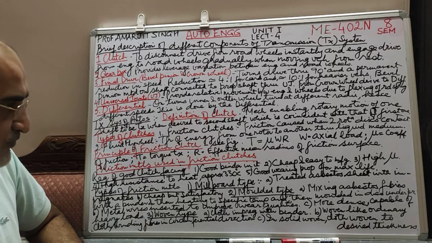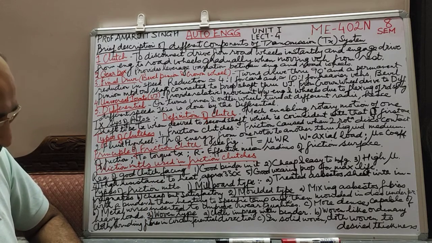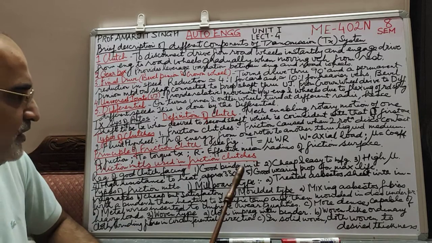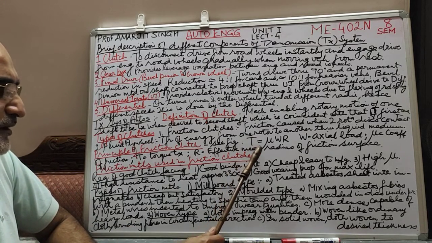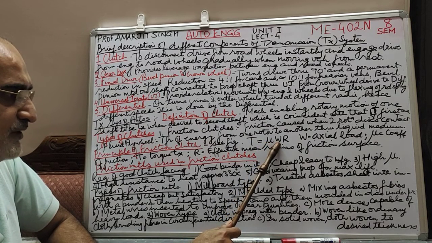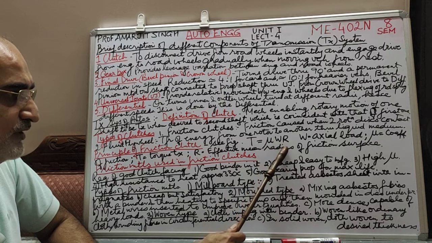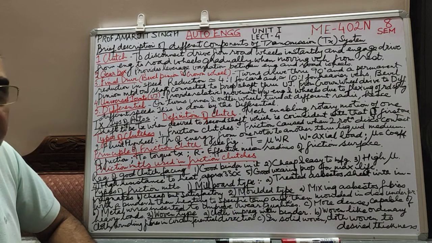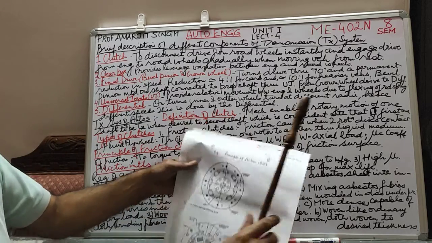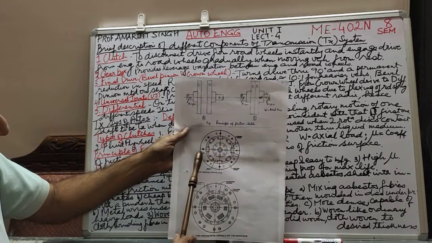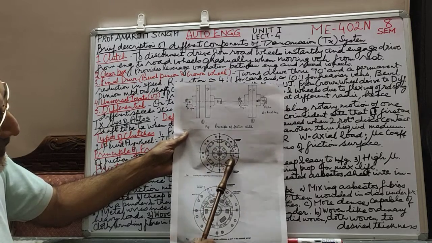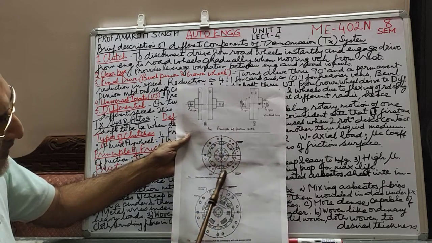Principle of friction clutch. Here the torque is the coefficient of friction multiplied by the axial load or force, and R is the effective mean radius of the friction surfaces. Like as you saw, if this is the frictional face, this is one radius, this is the other. So the mean radius R would be somewhere in between here.